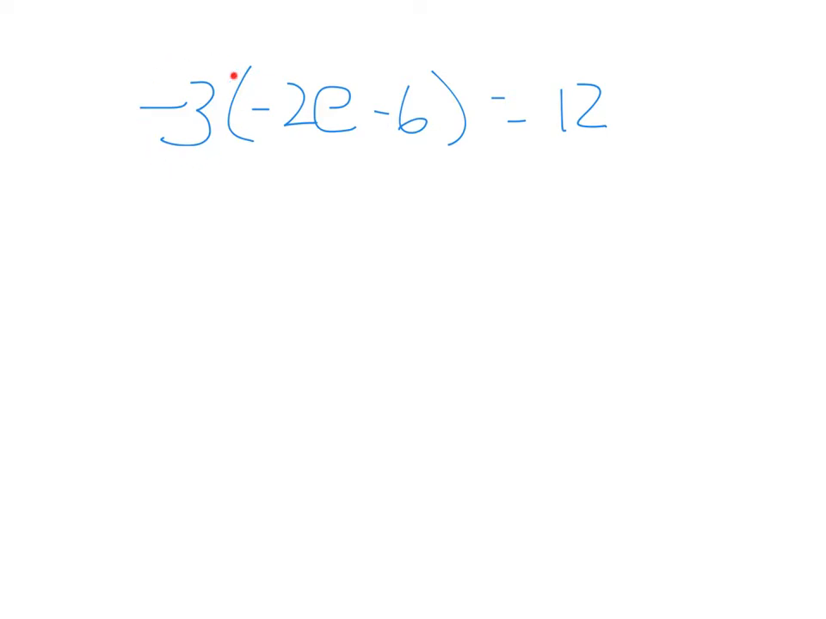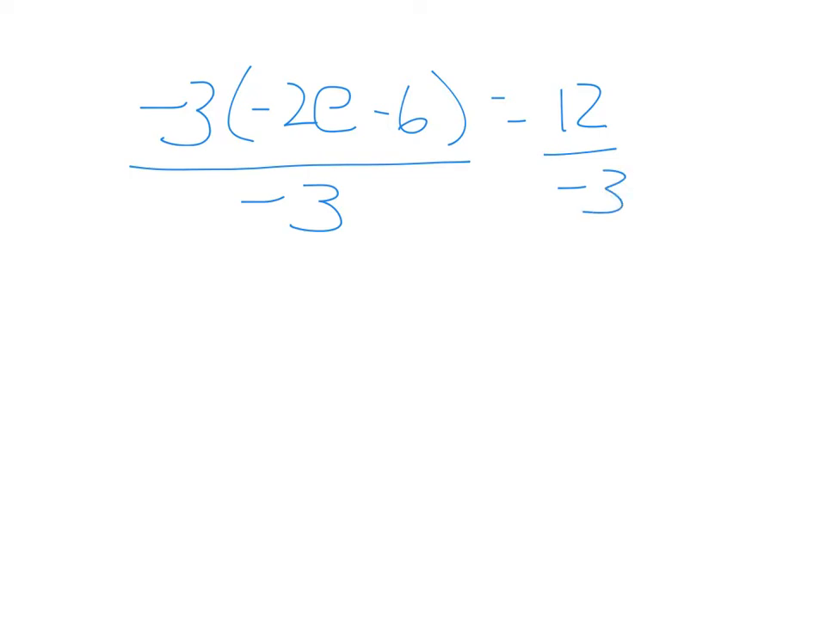So the first thing that we're going to do is get rid of this negative 3, and we use an inverse operation. So this is negative 3 times. We need to actually do the inverse, which is divide. So let's divide by negative 3. Whatever we do on this side, we have to do on the other side, negative 3.